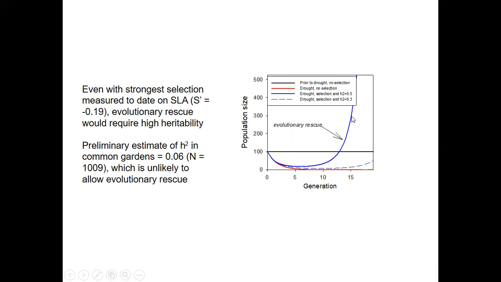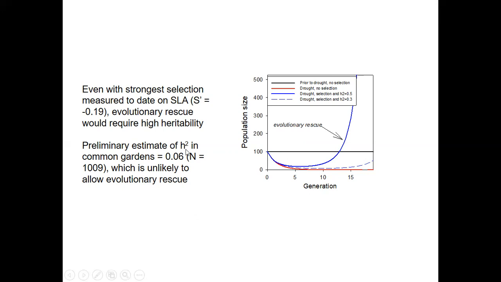But that's for a heritability of 50%. 50% of the variation is genetic. And if you reduce that even just down to 30%, the dashed blue line, it looks hard to get evolutionary rescue. Although the population starts to rebound, it's going to take many, many generations to get to the replacement level of a stable population, and it's likely to go extinct stochastically before that happens.